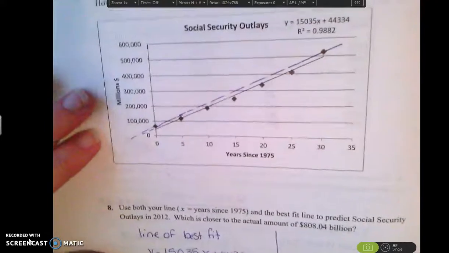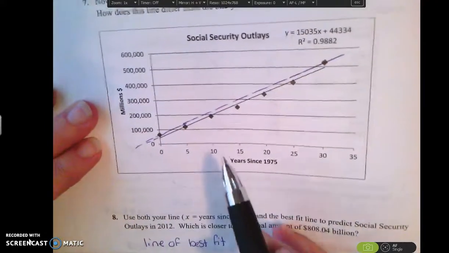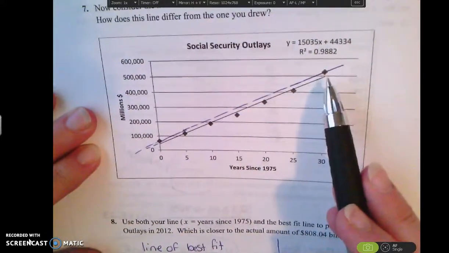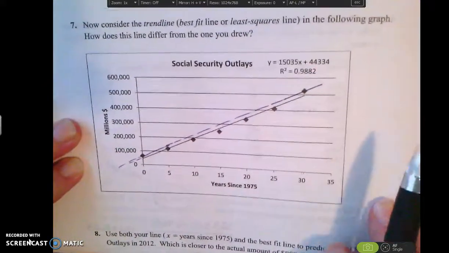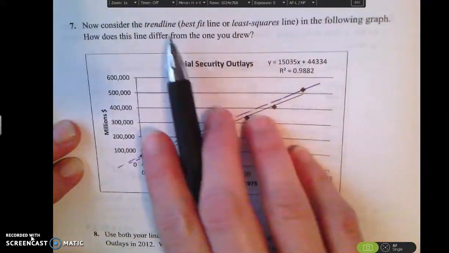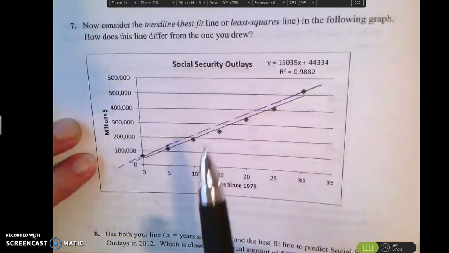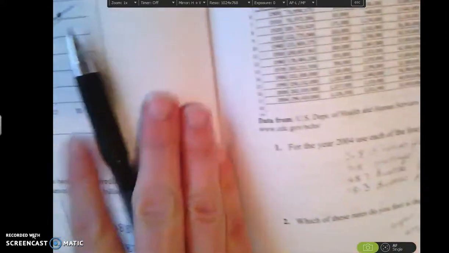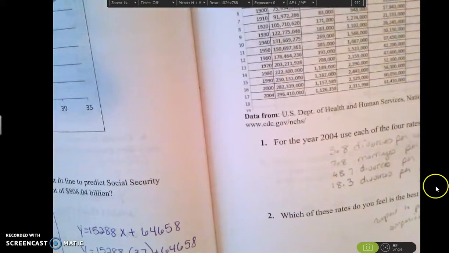Okay, so now what I did is I took the same set of data, but I put it into my Excel spreadsheet. And what I did is I created a trend line in my Excel spreadsheet. And so I'm going to show you really quickly how to create a trend line.